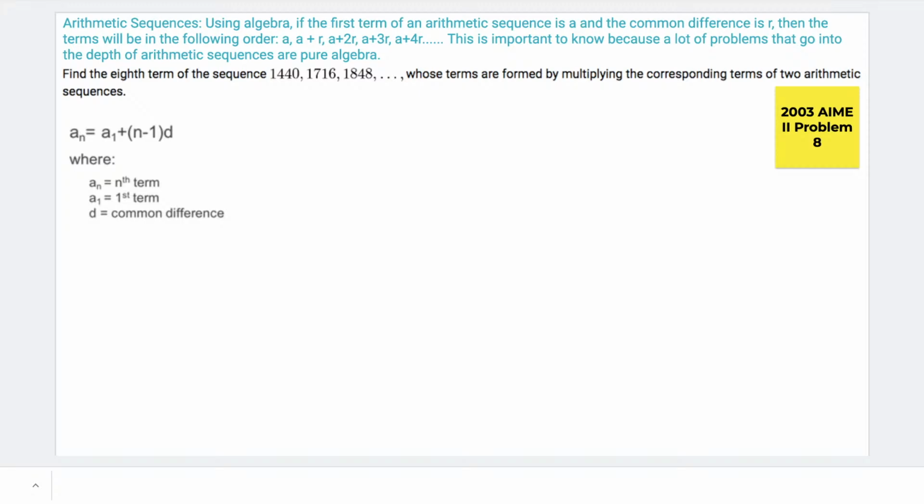So now it says, find the 8th term of the sequence 1440, 1716, 1848, whose terms are formed by multiplying corresponding terms of two arithmetic sequences. For example, if this is the first term, and this is the second term, and this is the third term, that means the first term of one arithmetic sequence. For example, pretend I have two arithmetic sequences. This is one of them.